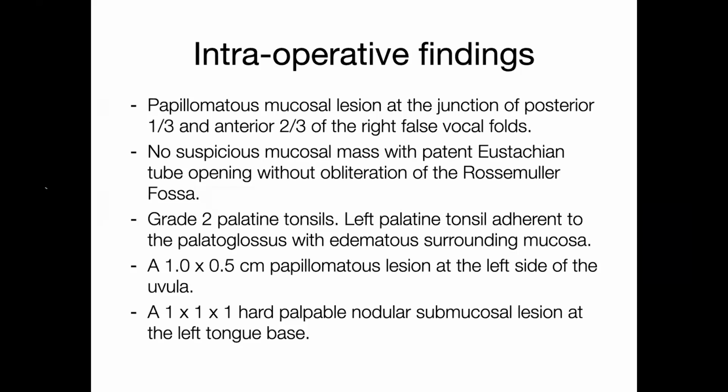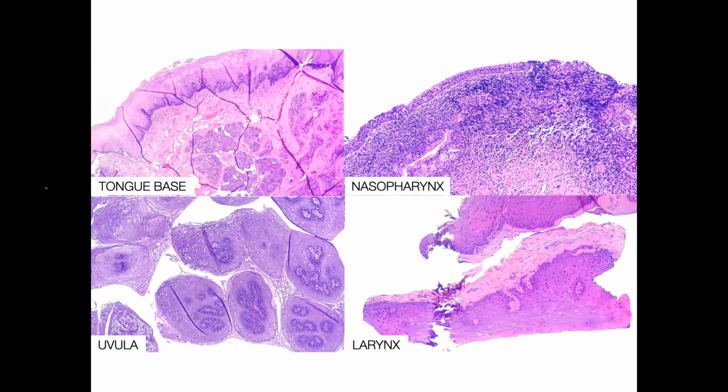The patient then underwent direct microlaryngoscopy as well as diagnostic tonsillectomy and directed biopsies of the uvula, nasopharynx, and base of the tongue. Biopsy of the tongue base showed benign squamous mucosa and minor salivary gland lobules. Nasopharyngeal biopsy showed benign respiratory squamous mucosa and submucosal lymphoid tissue. Laryngeal mass seen showed squamous mucosa with keratosis but without dysplasia. And excision biopsy of the uvula mass showed squamous papilloma.